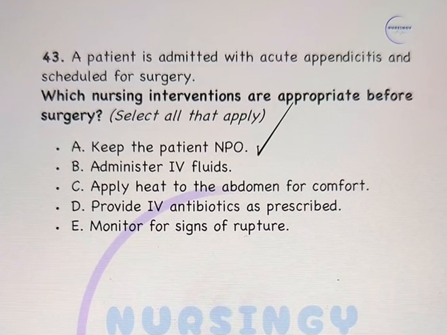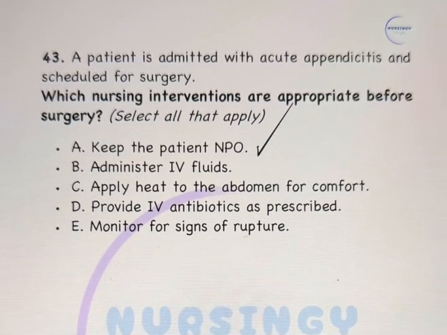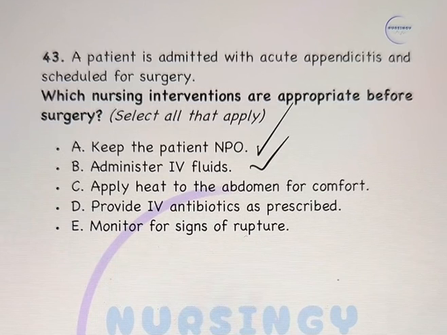What about B, guys? Administer IV fluid. Because now the patient is nil by mouth, it's always appropriate to give IV fluid to prevent dehydration. What about C? Apply heat to the abdomen for comfort. Is C yes, or C no? Okay, so no to C because it can actually increase the risk of appendix rupture.